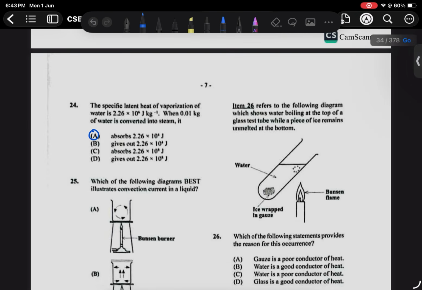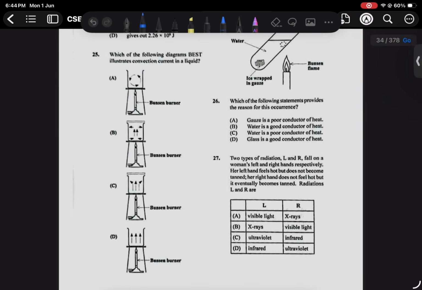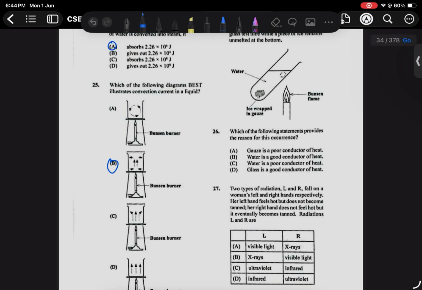Which of the following diagrams best illustrates convection currents in a liquid? Convection currents are from the bottom of the liquid to the top. Just like this. Hot air rises, cool air falls.